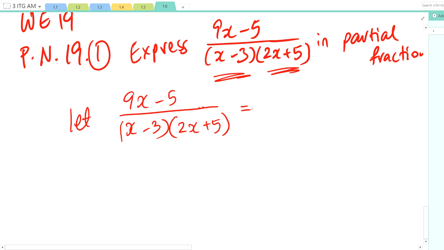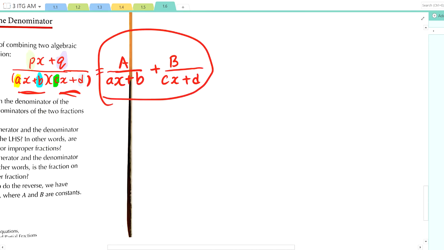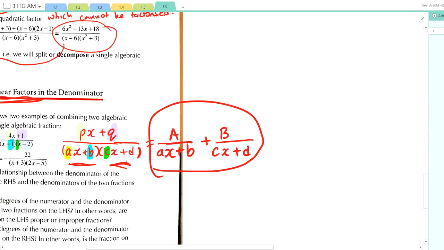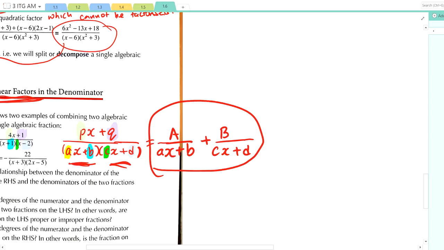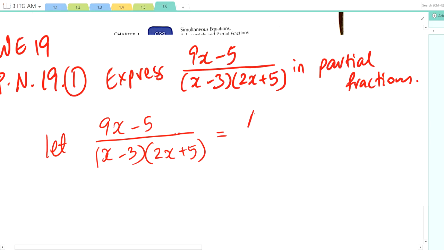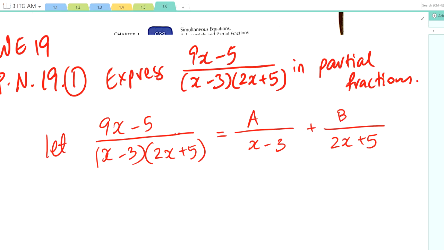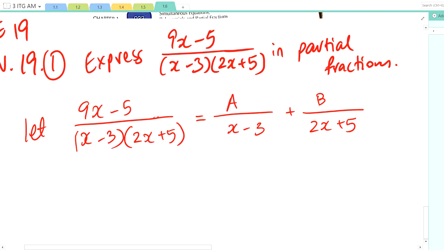I let this be equals to, remember from over here, I've got px plus q over ax plus b, cx plus d. I let it be equals to capital A over one of the factors, plus capital B over the other factor. So in this case, it will be A over x minus 3 plus B over 2x plus 5, where capital A and capital B are unknowns to be determined. So now the challenge is to find capital A and capital B. We've got a few approaches that we can use. I find that the easiest way is to multiply throughout by this entire denominator.